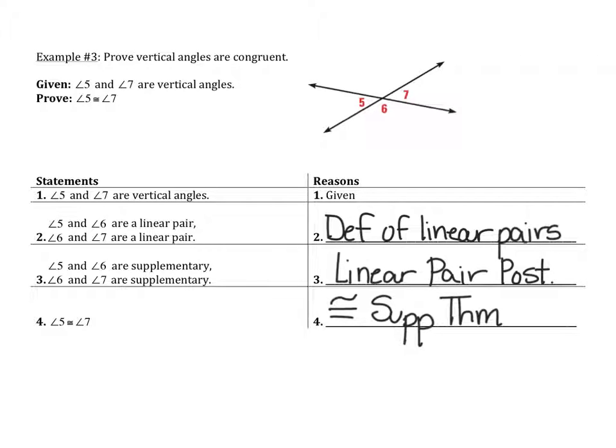Now looking back, I was asked to prove that angle 5 is congruent to angle 7. I did just that, so now my proof is over. I will do my 2 hash marks to show that it is done. And that's it for this section.